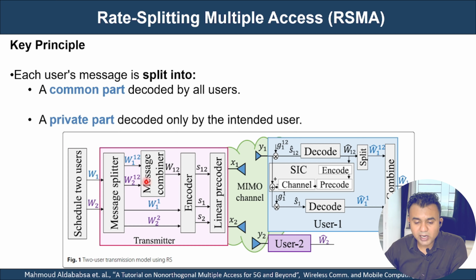Now these two common parts are merged and combined together and proceed further to the encoder, and then are transmitted over MIMO or NOMA MIMO, and then at the receiver side we do the successive interference cancellation, which we'll see subsequently. And the private parts of the messages, such as W1p and W2p, which are nothing but the private components of the W1 and W2 messages, are transmitted separately. So the private parts are decoded only by the intended users, they are not combined. But the common part is decoded by all users and will be combined.